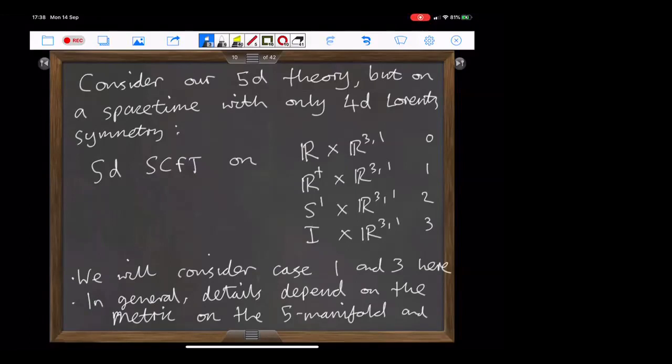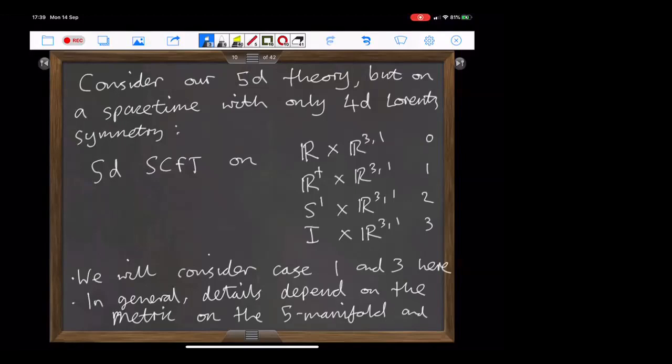So we want to consider a 5-dimensional theory, but on a space-time that has only 4-dimensional Lorentz invariants. Well, that then essentially restricts us to consider 4 cases, which I'm calling 0, 1, 2, and 3. So we'll take the manifold to split off. In order to have 4-dimensional Lorentz invariants, one direction has to split off, but we need to keep Minkowski spacetime intact.